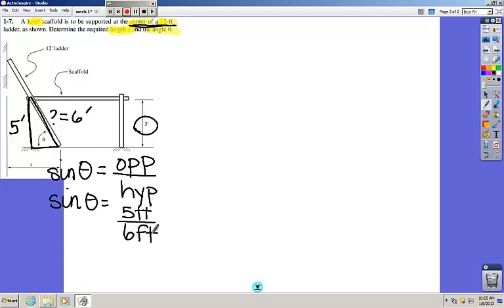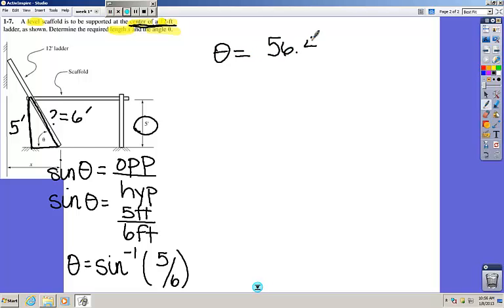Now, the sine of an angle is a unitless number and my units cancel, so this is inverse sine of 5/6. I plug into my calculator to get my number. Then I get an angle of 56.4 degrees. Right?